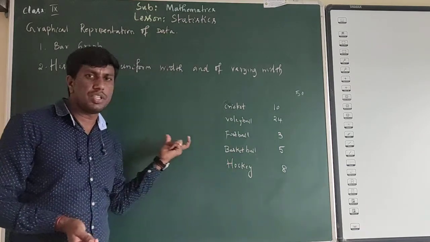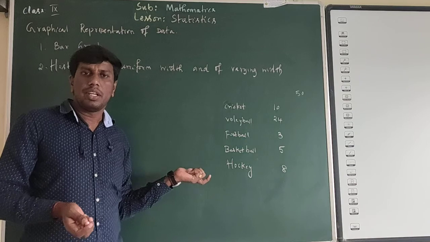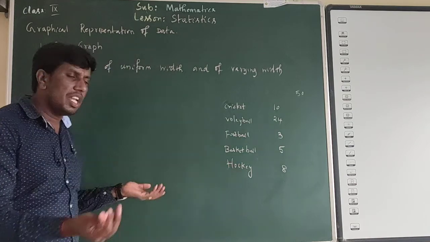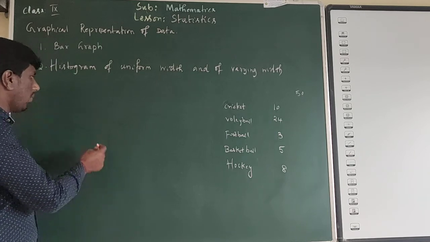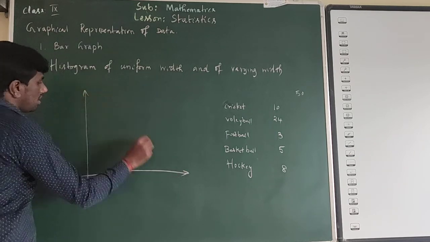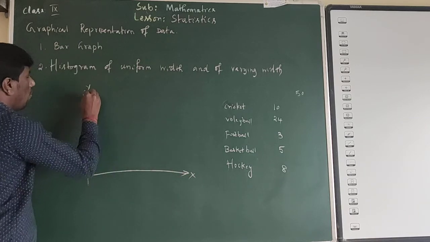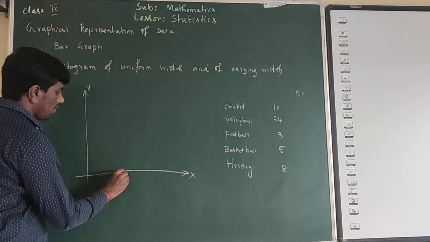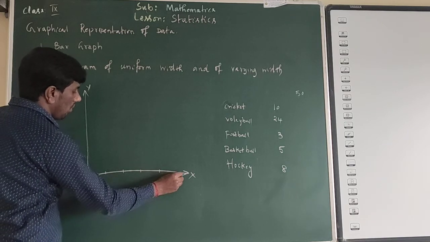We don't have a class interval, so this data we can easily represent by using the bar graph. How will you represent it by using the bar graph? I'll take the x-axis and y-axis. This is the x-axis and this is the y-axis. I'll take equal intervals on the x-axis: 1, 2, 3, 4, 5.